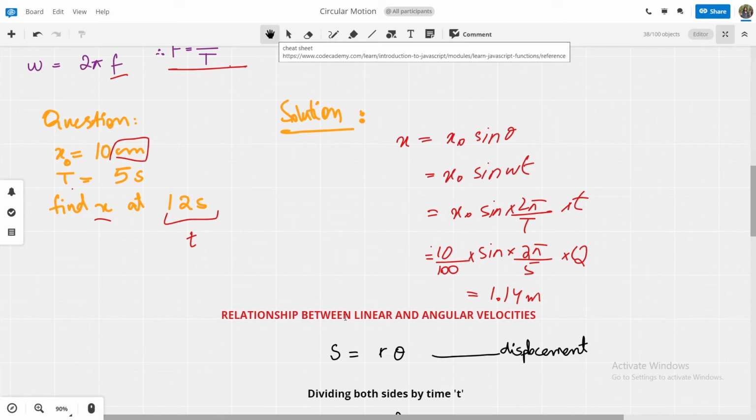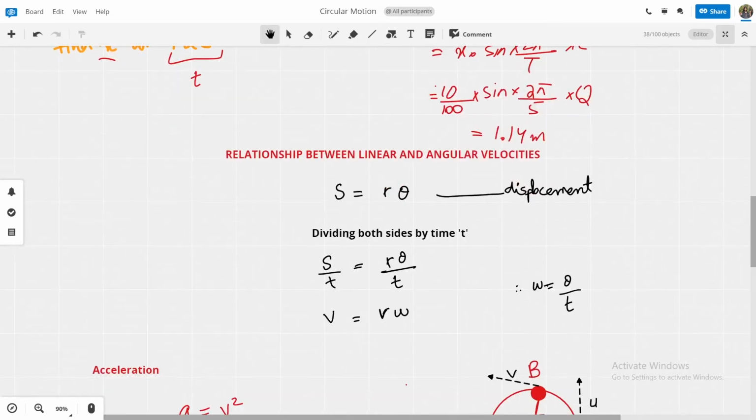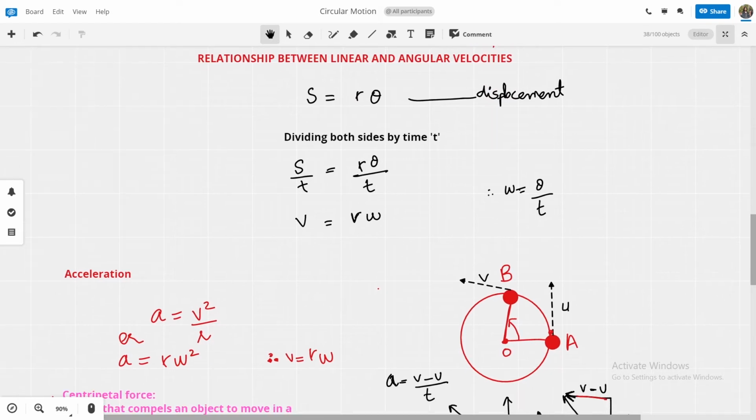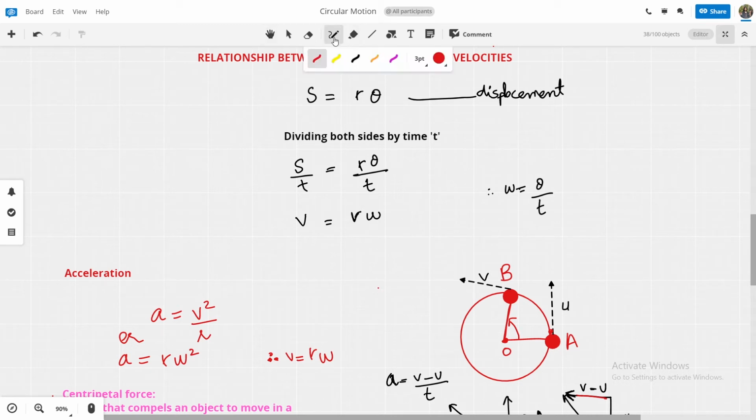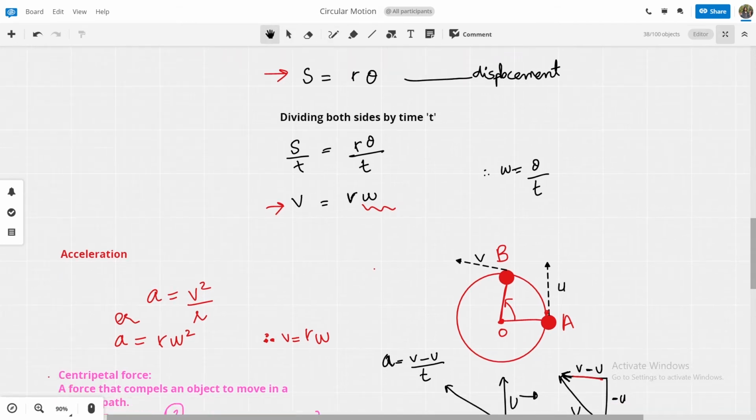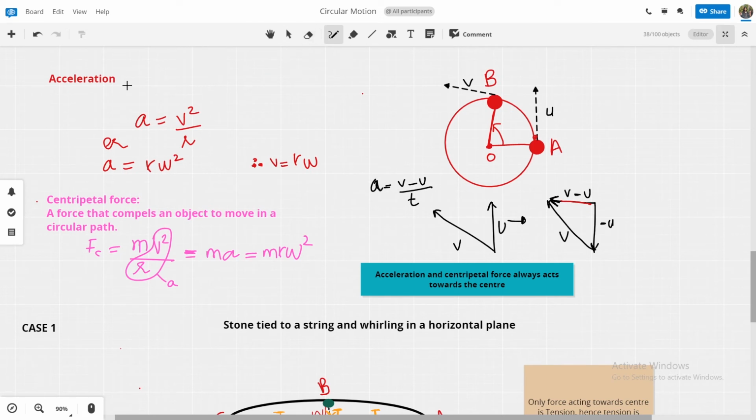Moving on to relationship between linear and angular velocities. So what is velocity? Velocity is basically displacement over time. So I have written here the formulas for displacement and divided both sides with time. So we get a formula for velocity, which is right here. So velocity is equal to r omega. We can substitute omega in any way according to the question. Let's see acceleration.